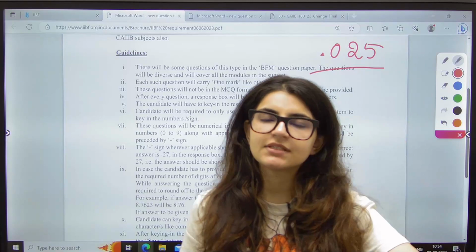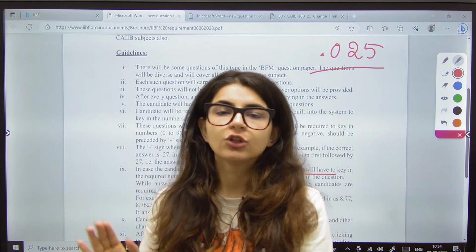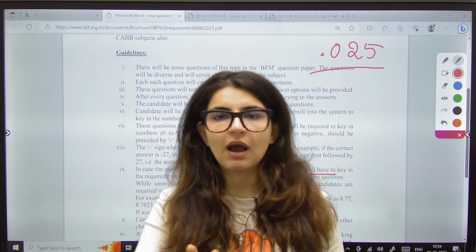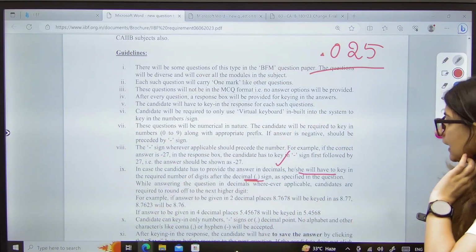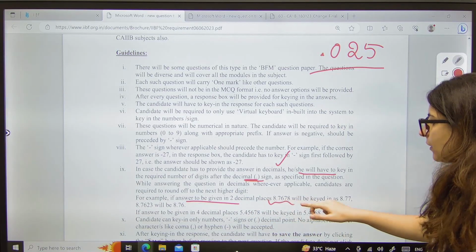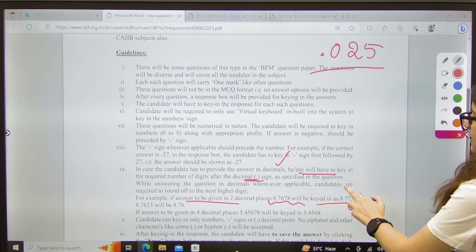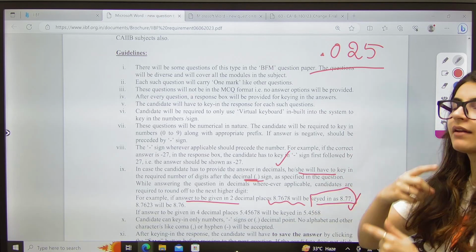There will be no MCQ options available. आपको खुद से ही answer type करना है solve करके. तो जो numerical question solve करेंगे, you have to key in the answer. Then, for example, if the answer is to be given in 2 decimal places, 8.7678 will be keyed in as 8.77, which means कि आप round off कर सकते हैं.